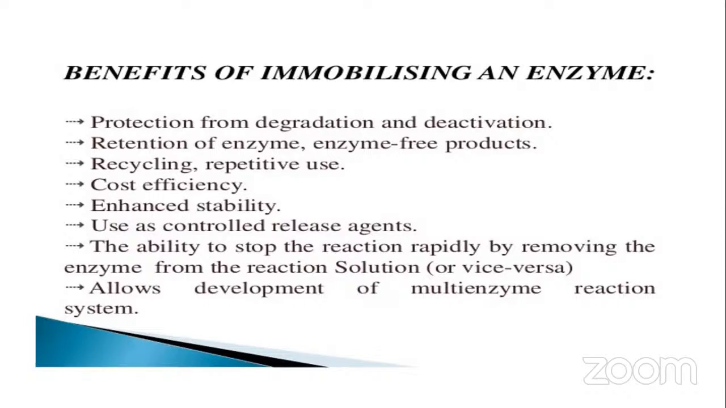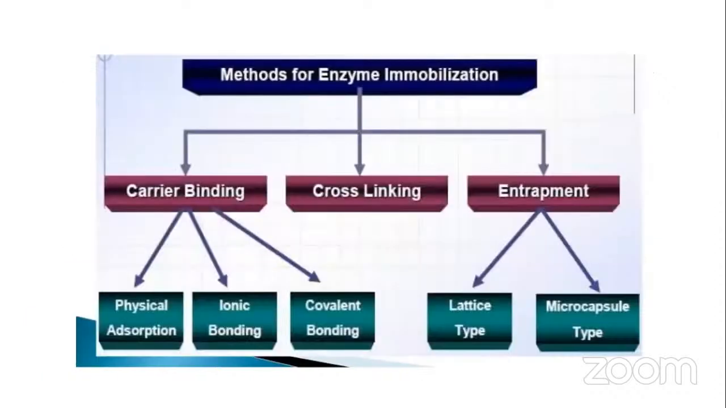There is the ability to stop the reaction rapidly by removing the enzyme from the reaction. You just filter it or centrifuge it, then the enzyme is separated from the product, because the products will be in the solution. Whereas enzyme is immobilized, therefore separation is very easy. How do we do this immobilization? There are a number of methods. We will see 4 or 5 of them.